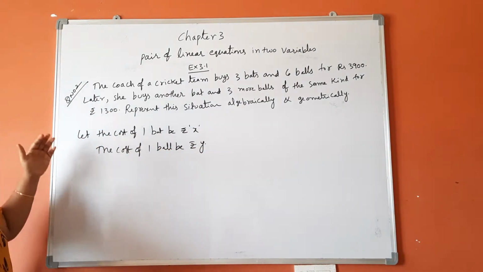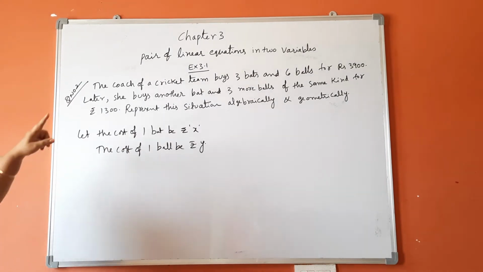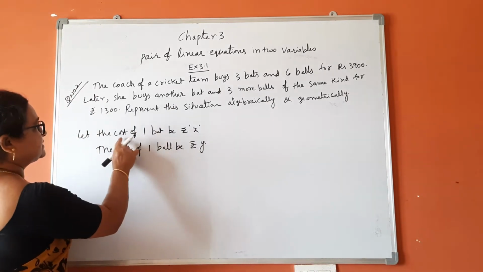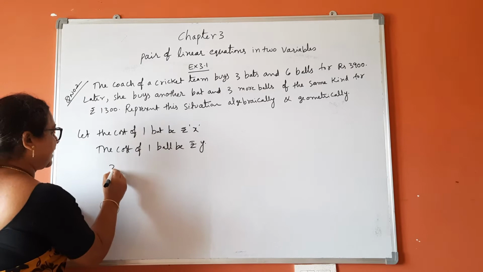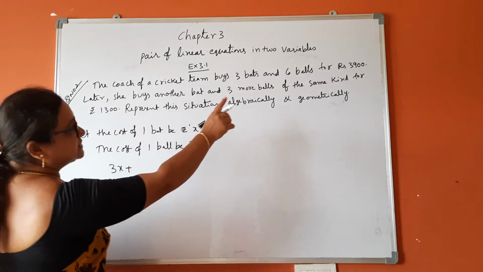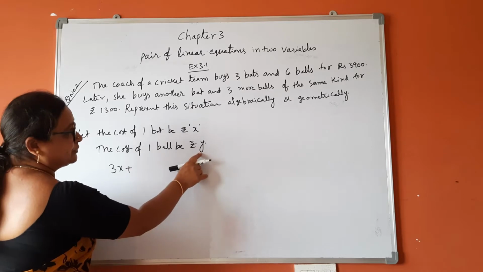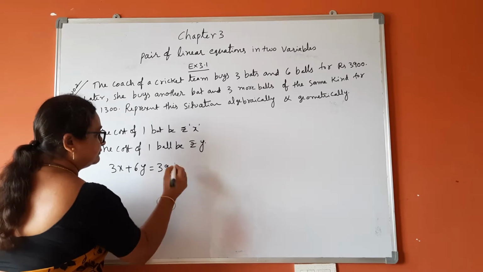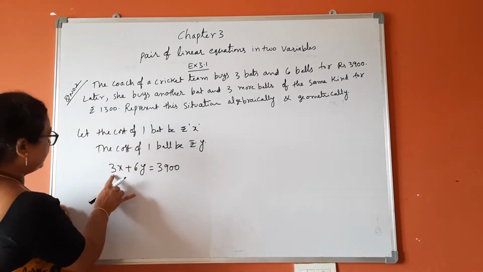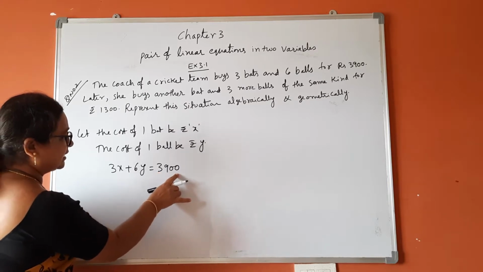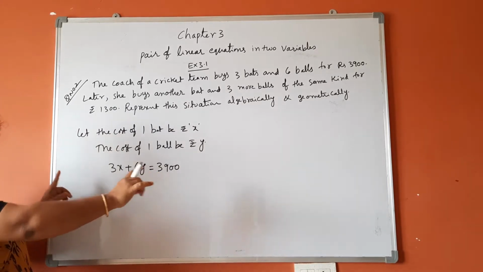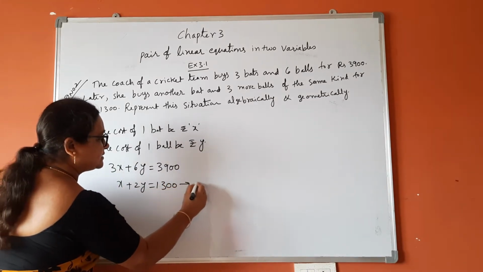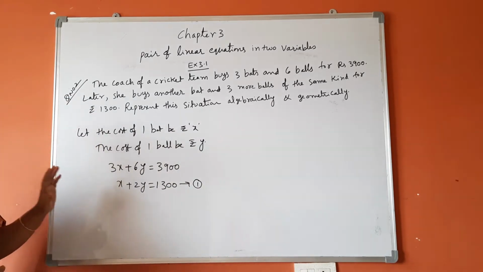Now we need to frame a linear equation in two variables. 3 bats and 6 balls. Each cost of one bat is X rupees, so 3 bats means 3X, plus 6 balls. The cost of one ball is Y rupees, so 6 balls means 6Y. Total cost is 3900. If you see, 3x plus 6y is equal to 3900, you can cancel 3 in all the 3 terms. So x plus 2y is equal to 1300. This is our first linear equation in two variables.